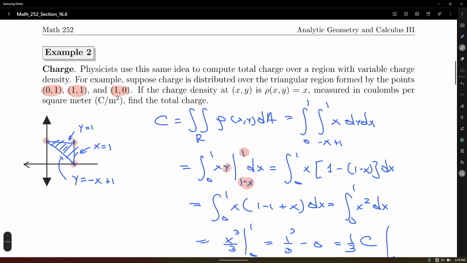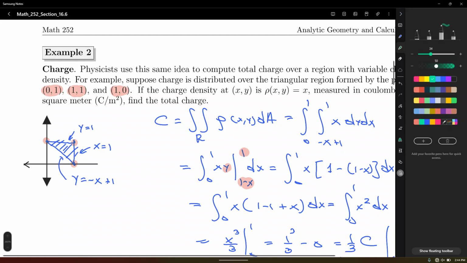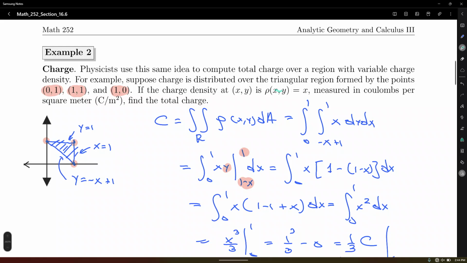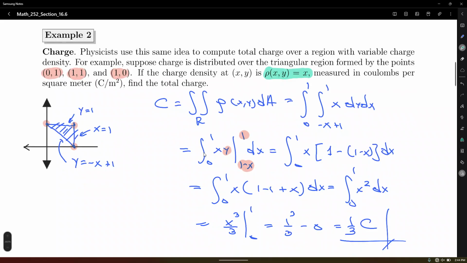So we have a charge density given by rho of x, y, rather, not just rho of x, that's rho of x, y, measured in coulombs per square meter. This is, because again, this is a density function. Well, so in this case, set up the double integral that finds the total charge, given this density function, which is in this case the charge density.